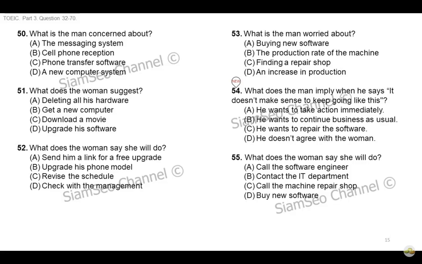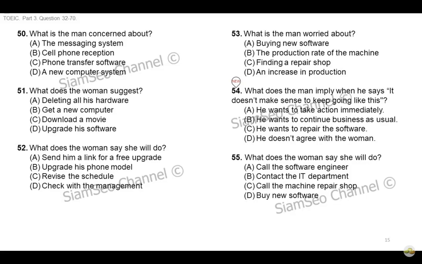You might need to update your software so it's compatible with theirs. Oh, yeah, I haven't updated for over a year. That is definitely the problem then. I will send you the link for a free upgrade and you shouldn't have any more problems. Great. Thanks, Sarah.